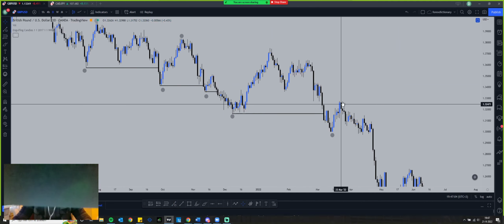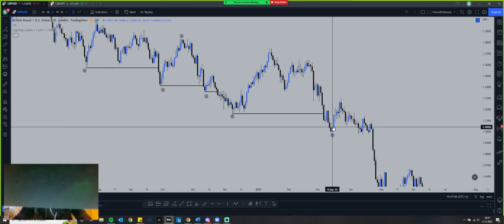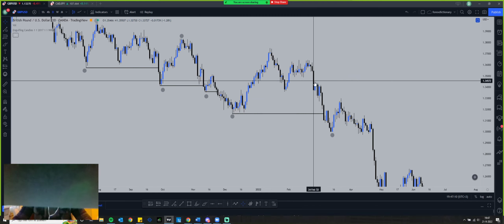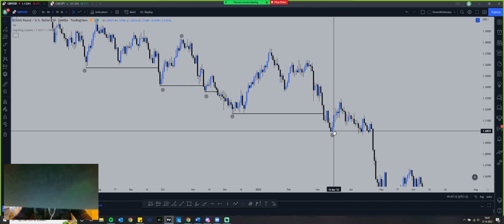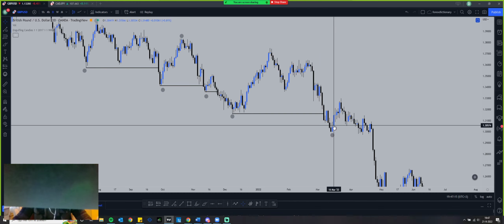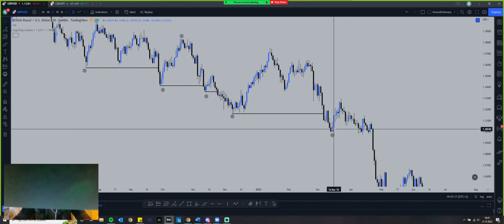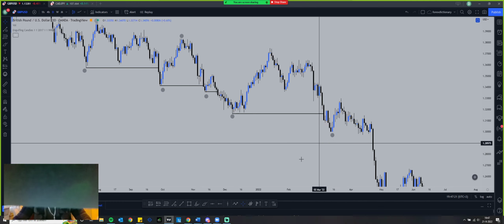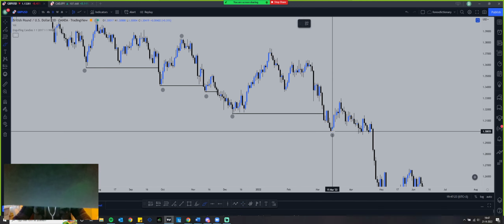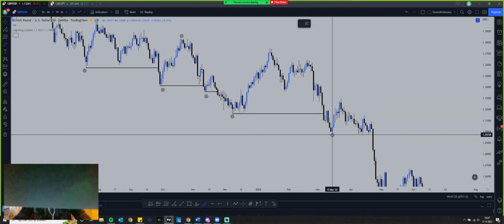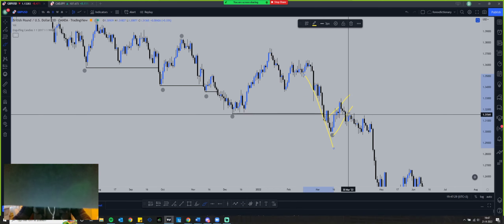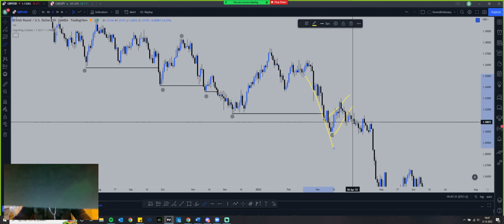This I would count as a pullback, this push back up. We have a simple rule: if we're going down and we have black candles, and then you have two or more opposite color candles going in the opposite direction of the trend, that's something you can classify as a pullback. So if you have one candle, two, three, four, five candles going against this big push, this is a clear pullback.